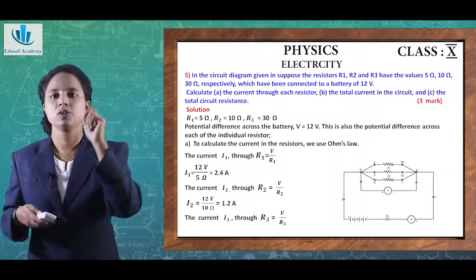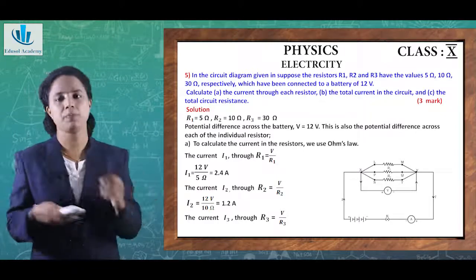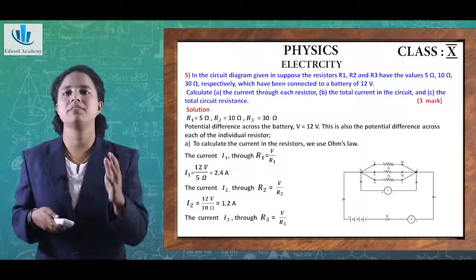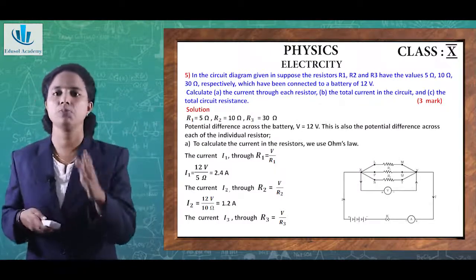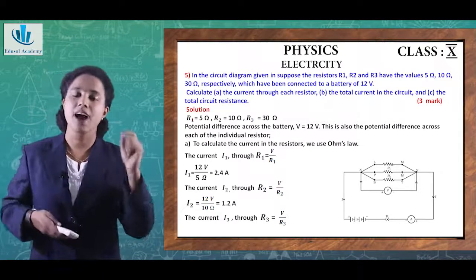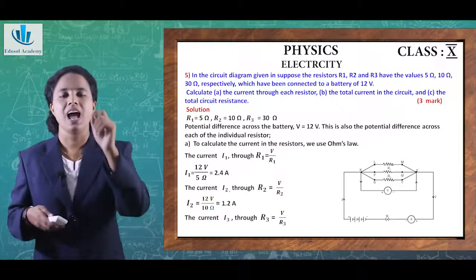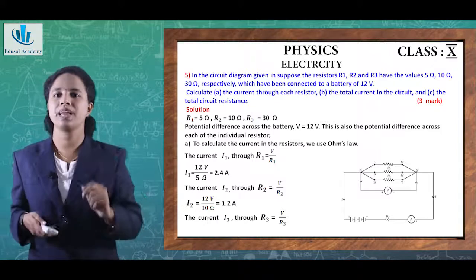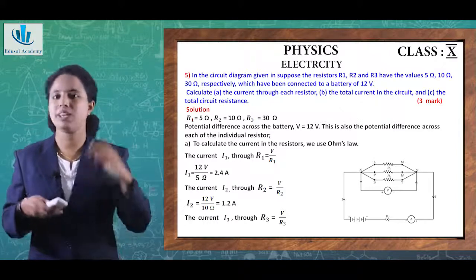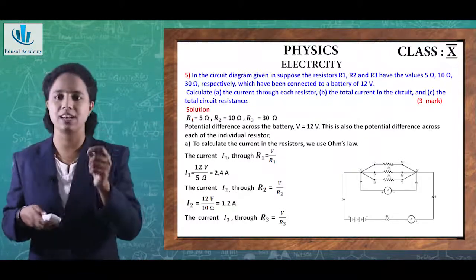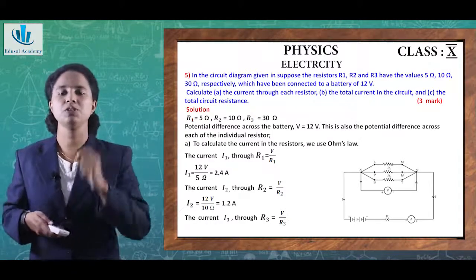So first, to calculate current I1 through R1, it will be I1 equals V by R1. V is already 12 volt and R1 is given as 5 ohm. So I1 is 12 volt by 5 ohm, that is 2.4 ampere. To calculate the current I2 through R2, we will use the equation again as V equals IR, and correspondingly write R2 as well as I2. So I2 will be given as V by R2. V is 12 volt and R2 is given as 10 ohm. So I2 will be 12 volt by 10 ohm, that will give you 1.2 ampere.